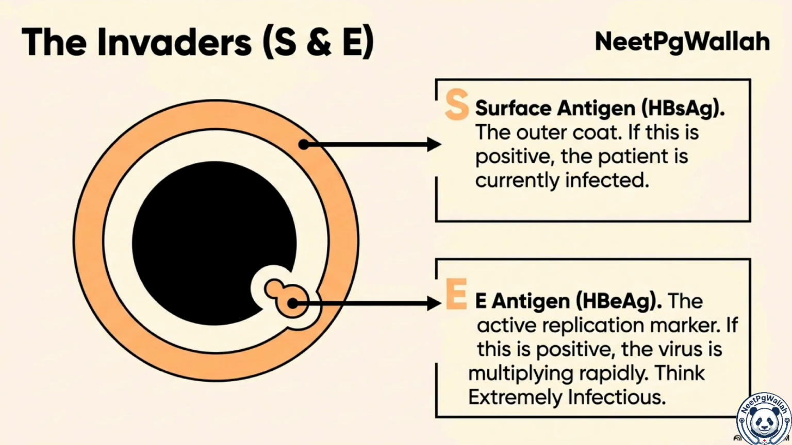The first S stands for surface antigen, or HBsAg. Think of this as the outer coat of the virus. If this is positive in the blood, the patient is currently infected, period. Now, the E stands for E antigen, or HBeAg. This is your active replication marker. If E is positive, it means the virus is multiplying rapidly. Whenever you see an E, I want you to immediately associate it with extremely infectious.